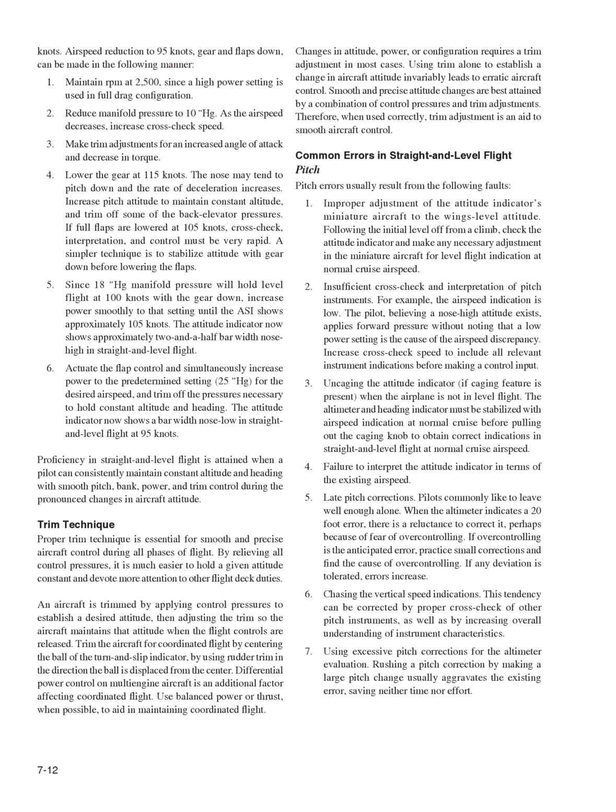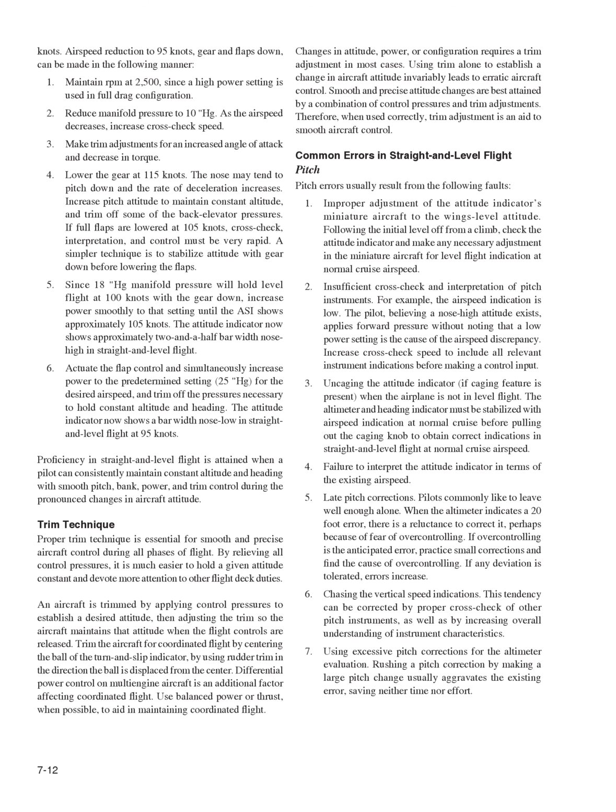Trim the aircraft for coordinated flight by centering the ball of the turn and slip indicator, by using rudder trim in the direction the ball is displaced from the center. Differential power control on multi-engine aircraft is an additional factor affecting coordinated flight. Use balanced power or thrust, when possible, to aid in maintaining coordinated flight.